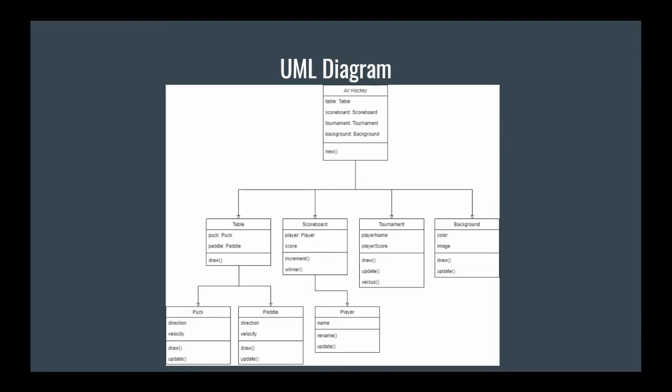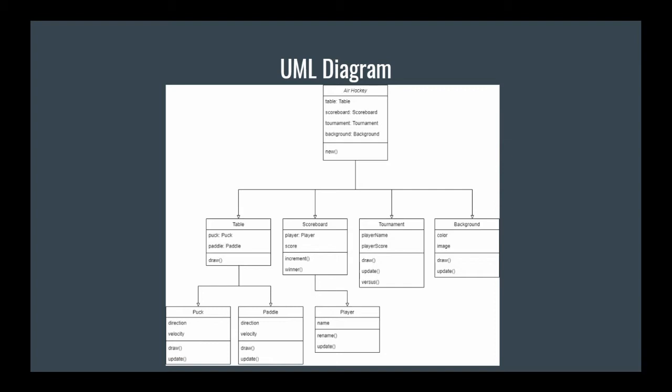The puck and paddle will contain direction and velocity, which is how, when you move the paddles, it changes direction and velocity, and then the puck also changes direction and velocity when the paddle hits it and intercepts it. That's why both also have the functions draw and update. So it's like a moving sort of situation.